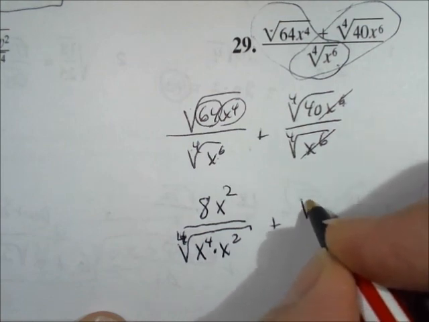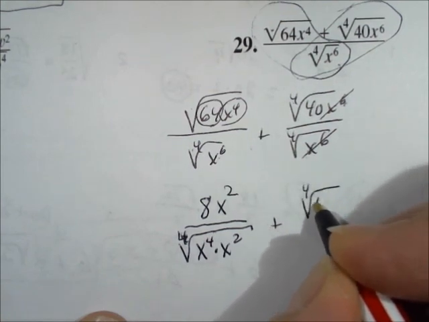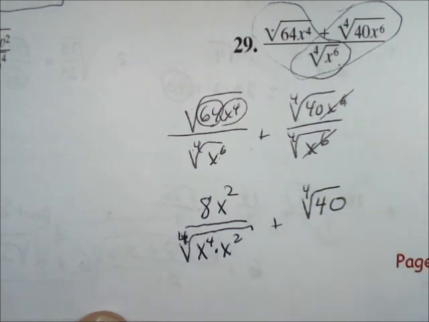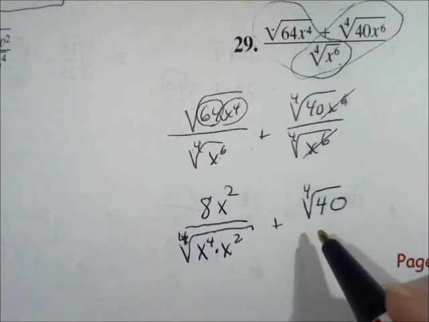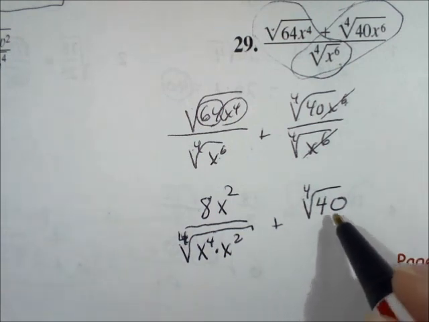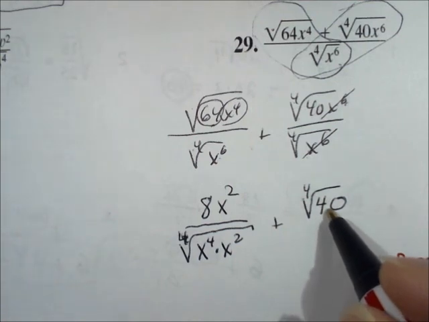Now, since those are both 4th roots, we can cancel... So we're left with the 4th root of 40. And I don't think there are any perfect fourths that will go into 40, because 2 to the 4th is 16, that doesn't go into 40, and 3 to the 4th is 81. So there's really no simplification here.